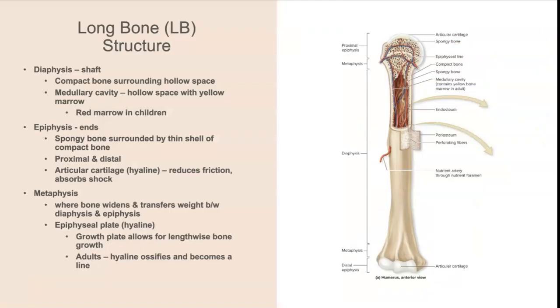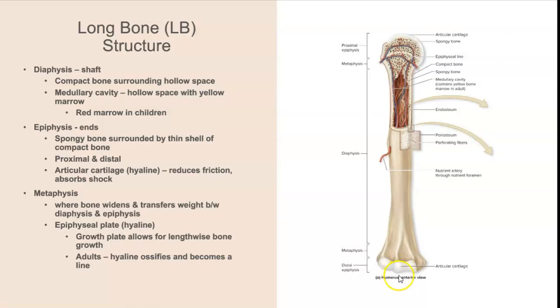So as I just mentioned when we looked at the humerus on the previous slide, the shaft of the bone is called the diaphysis. It is made of compact bone surrounding a hollow space called the medullary canal. This is filled with yellow marrow in adults, red marrow in children. The epiphyses are the ends of a long bone, so this would be, of course, the proximal epiphysis because this is where it would attach at the shoulder joint. This is the distal epiphysis. This is the part of the bone that would make the elbow joint.